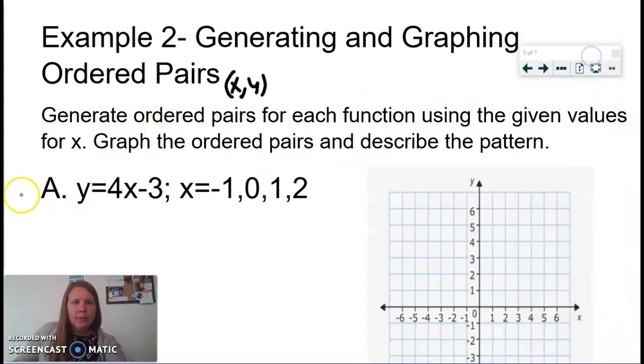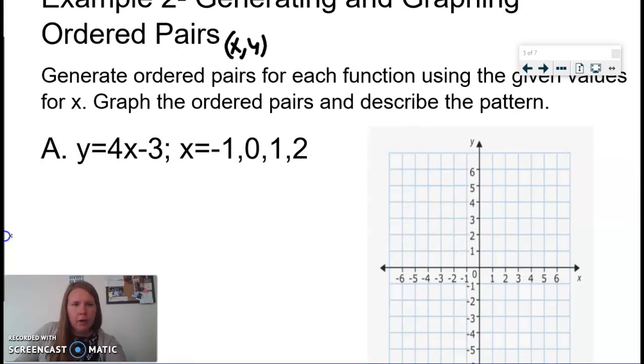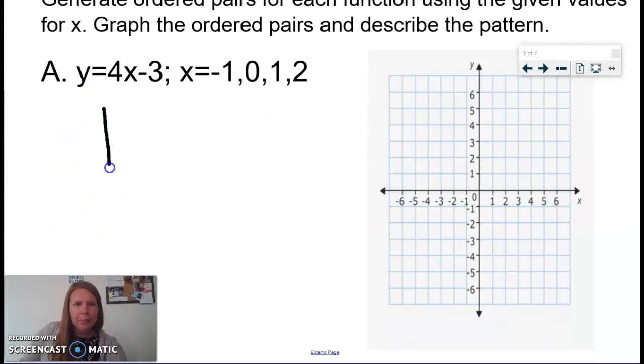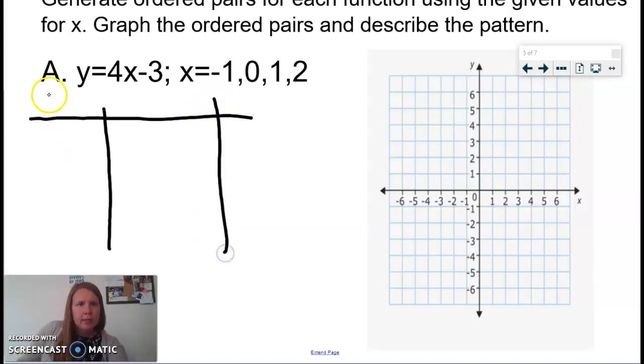All right, so we're going to set up a table just like we did before so that we can solve this out, okay? So here's what I'm going to do. I'm going to make this a little bit of a different table. I'm going to add an extra step in here. This is going to be my x values. This is going to be my y, and here will be your ordered pair, (x, y).